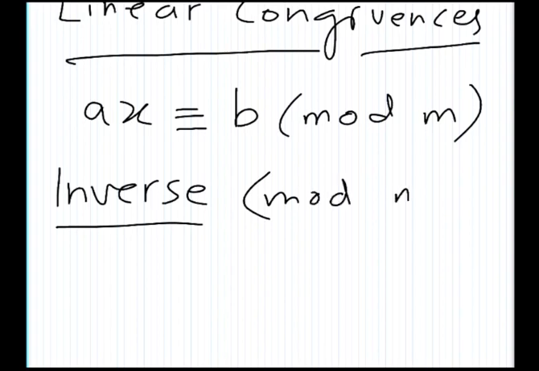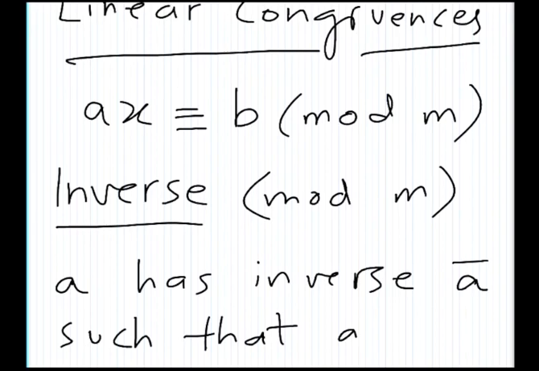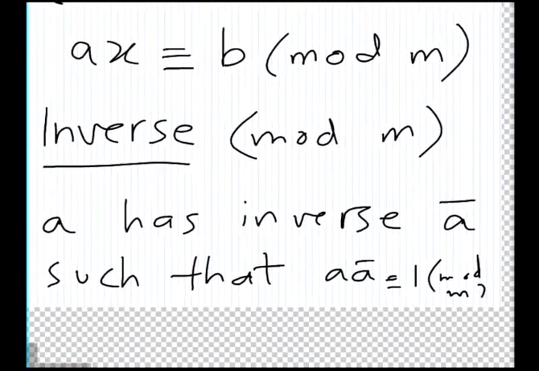modulo arithmetic. So we'll say inverse modulo m. A has inverse A bar such that A times A bar is congruent to 1 mod m.